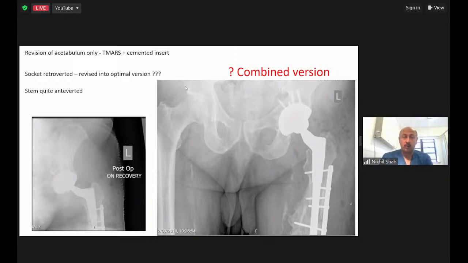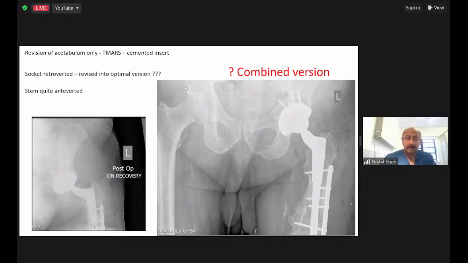So when I went in, what I found is that the acetabulum was significantly retroverted, but he had not dislocated. What the surgeon had tried to do, or it could have been because of the rotational malunion of the femur, is that the stem was very anteverted. And somehow the combined version was good enough that he did not dislocate.